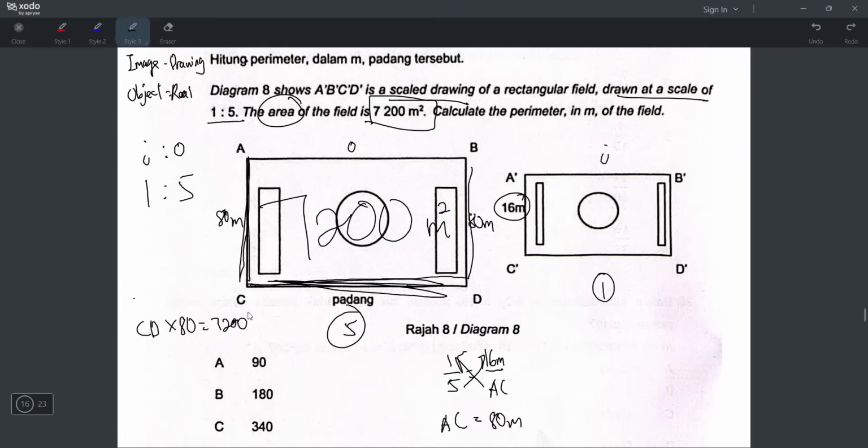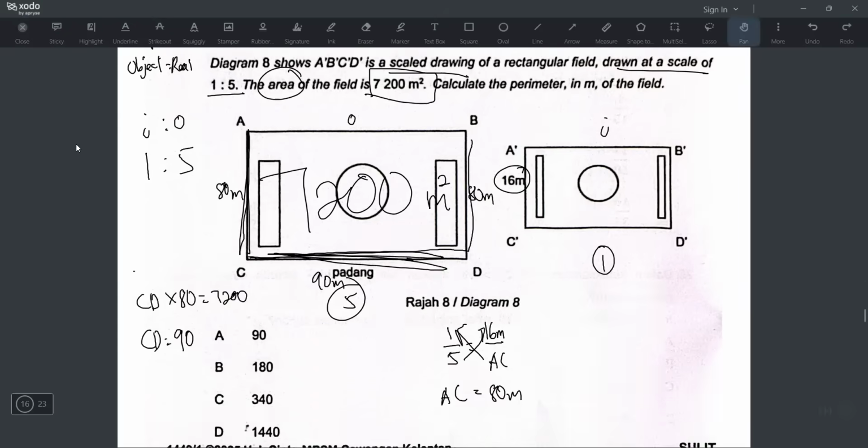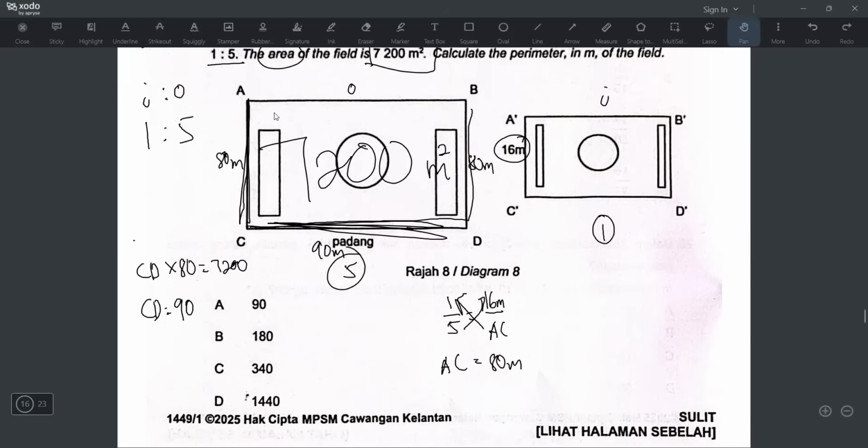And everything is in meter. Okay, everything is in meter. So your CD will be this one divided by this one, you get 90. And that means the length here is 90 meter. Now how to find the perimeter? 90 plus 80 plus 90 plus 80. Okay, press the calculator. What is 90 plus 80 plus 90 plus 80? 340. Let me double check. 90 times 2 plus 80 times 2. Yeah, 340. That's all. Done.